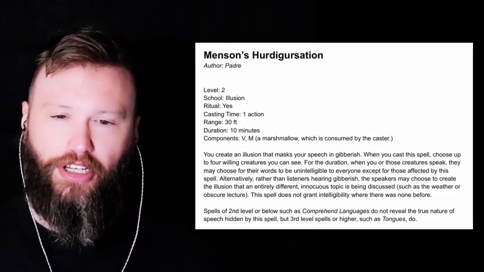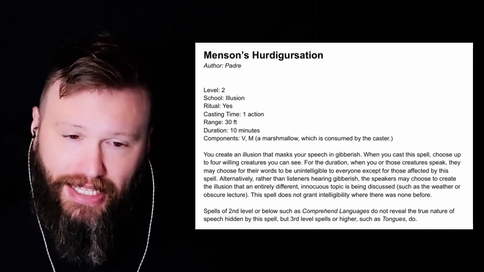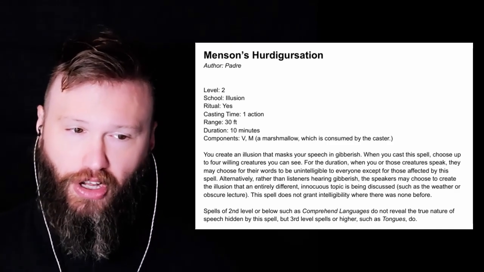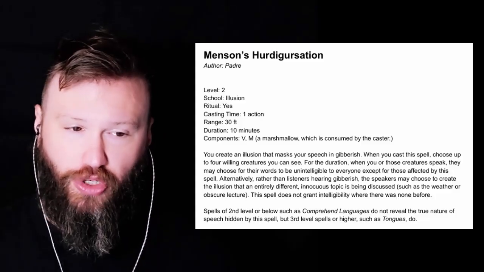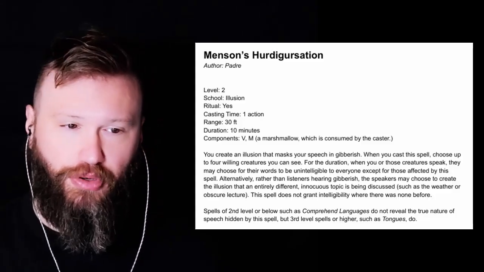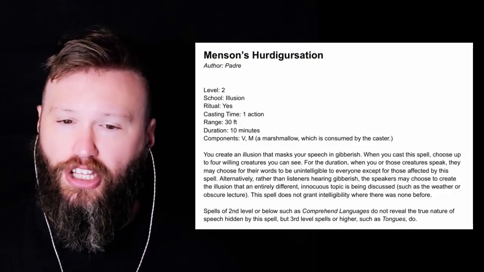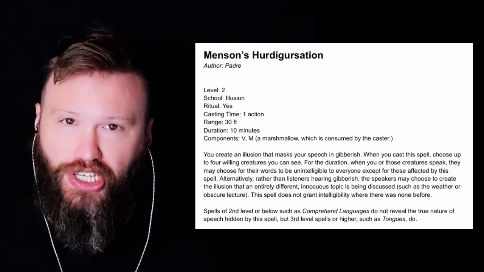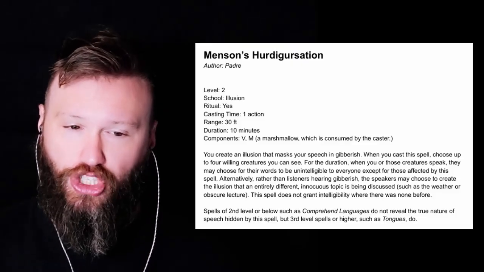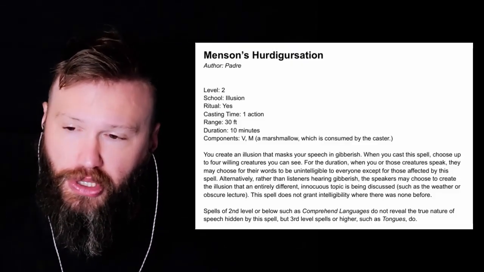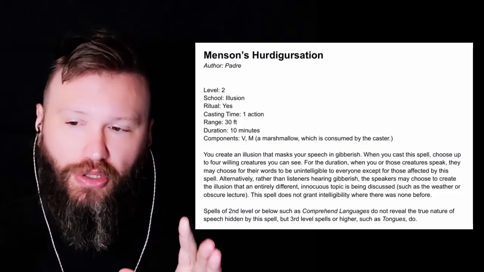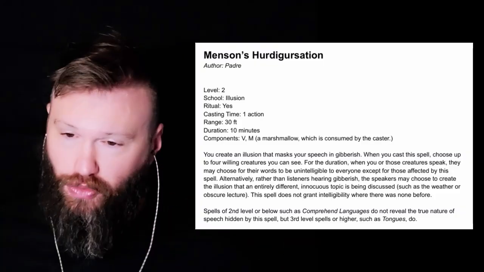All right, so let's point out a couple really good things about the spell that make it a good example of a homebrew spell. So first of all, level 2 illusion ritual. Okay, we're already seeing something pretty awesome here. We've got some balancing features here that make it really make sense. Like the fact that you choose up to 4 willing creatures, and this spell is only affecting those 4 creatures. It's not trying to affect everyone else in the room.